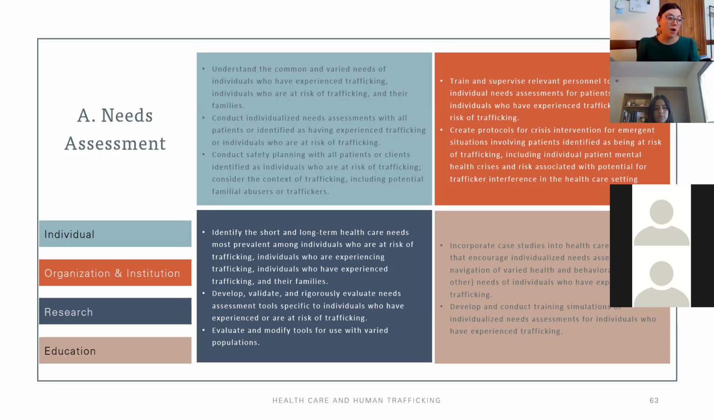And again, evaluate and modify tools for use within varied populations. Does your tool predominantly focus on white women? Or does your tool also allow for people who identify as being Black, brown, male, gender non-binary or non-conforming, right? What does that look like? What is the language on the tool? Does it only say he or her? Does it allow for they and them, right? What does that look like?